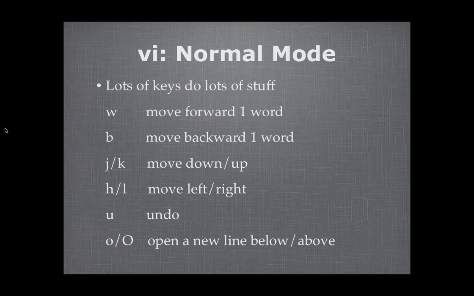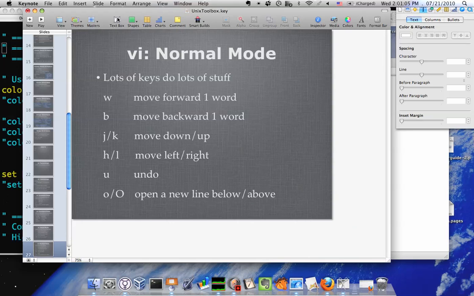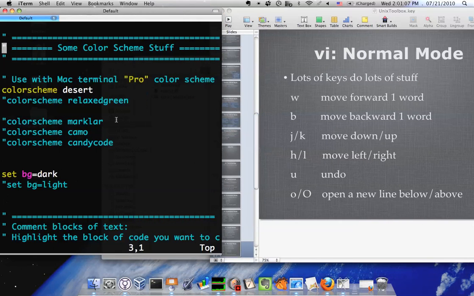U is for undo. That's a really handy one to know. And little o and big O open a new line below or above the cursor. So I'll show you what I mean by that. If I want to move around my document, if I hold the W key down, it moves through the document by word.